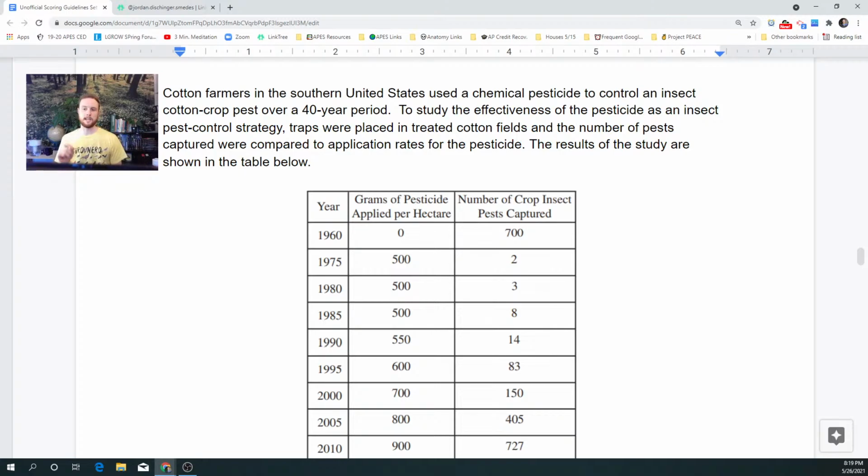Now, there's something you need to be careful of here. If you're trapping and capturing a pest, that means it's alive, and that means that we are not killing them with the pesticide. So you might be tempted to think, oh, capturing pests is a good thing. It's a bad thing. It's an indicator of poor pesticide effectiveness. So make sure you understand what's going on here.